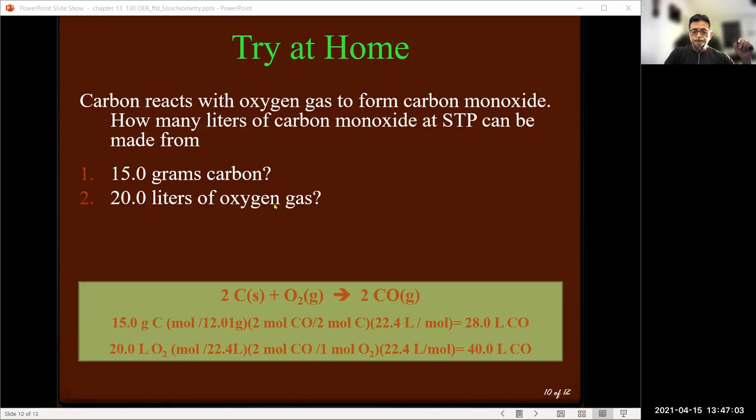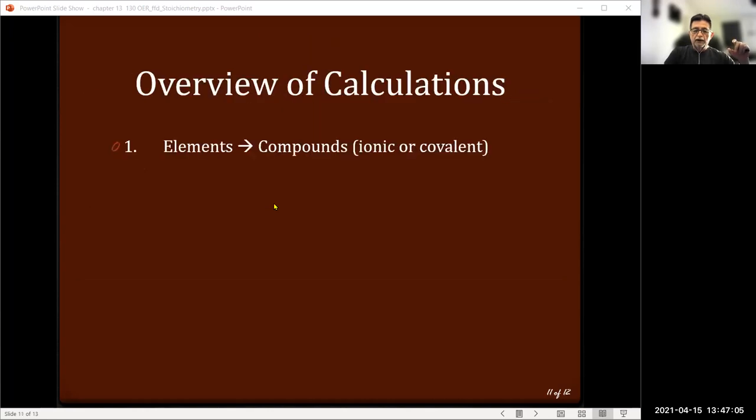Okay. Try those at home. And if you can't figure it out or need a better understanding of it, Tuesday is a perfect time to bring it in and we can go over it.